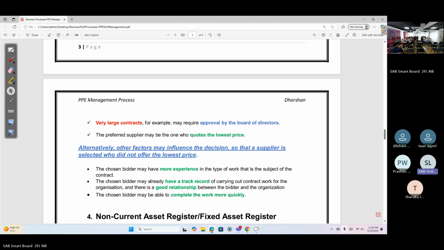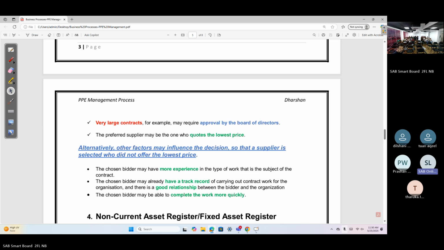Okay, so even though there is a 500,000 difference, we can take a more accurate product from B rather than C. Likewise, we have to justify. The chosen supplier may have more experience in the type of work that is the subject of the contract. Okay, more experience in that field.